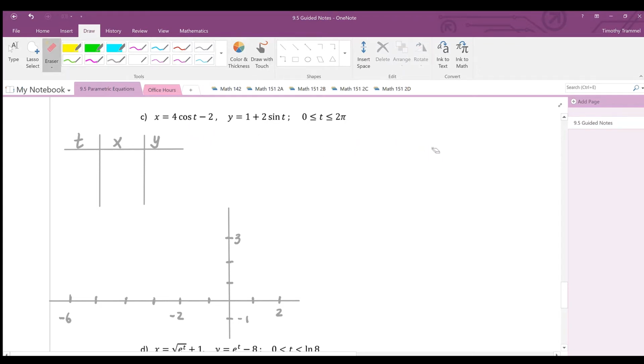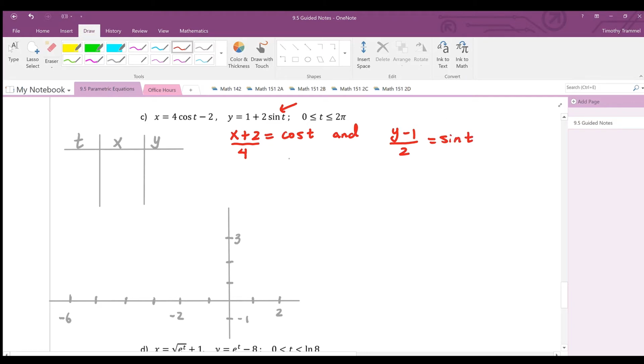Go ahead and do that. So for this one, we'd have to add 2 to each side first. So we have x plus 2 is equal to cosine of t times 4, right? It was 4 cosine t. And to finish this, let's just divide by 4. So we have x plus 2 over 4 is equal to cosine t. And let's do the same thing here. Let's solve this one for sine of t. And so if we did that, we'd have y minus 1 divided by 2 is equal to sine of t.